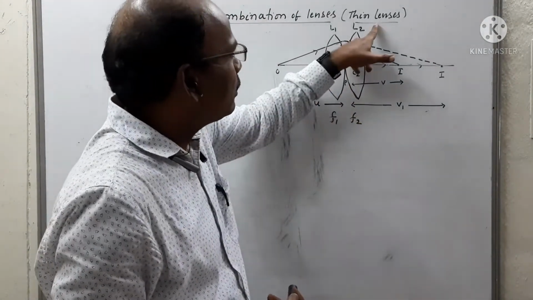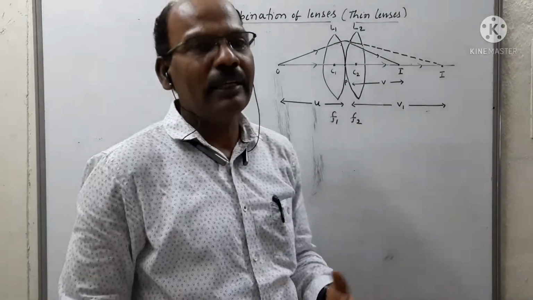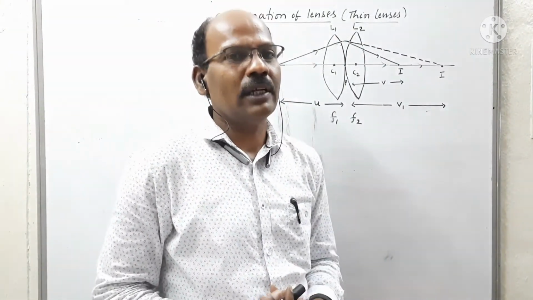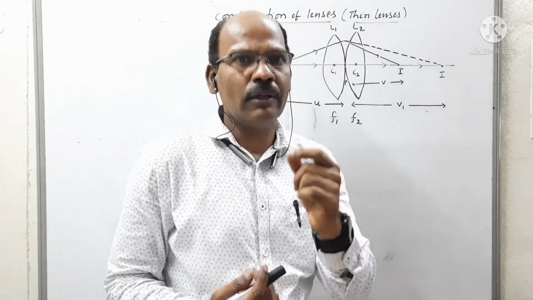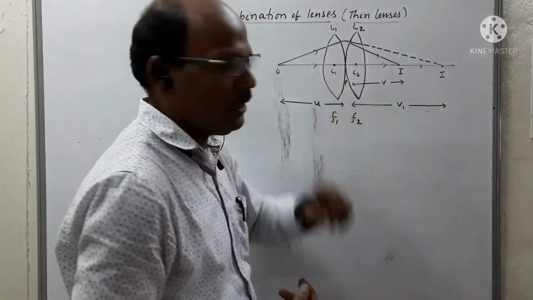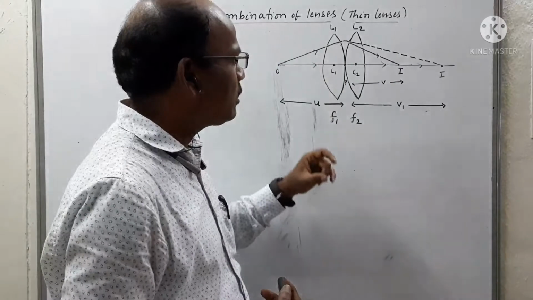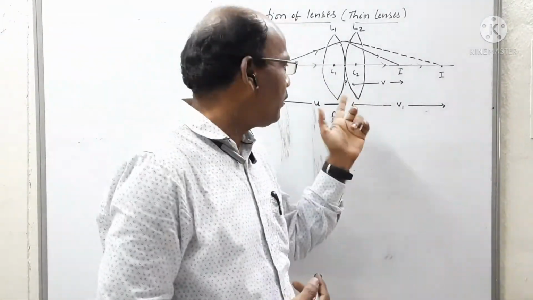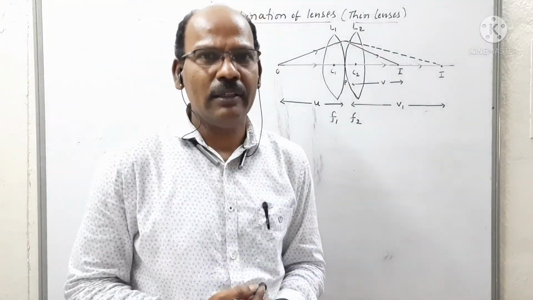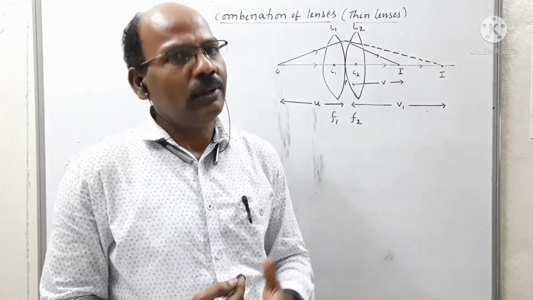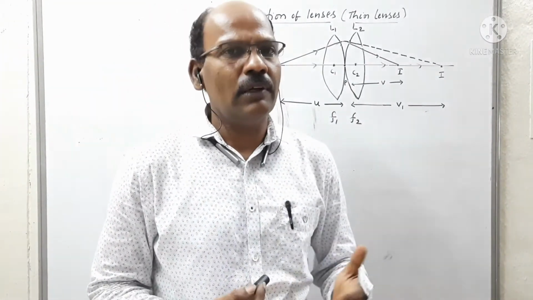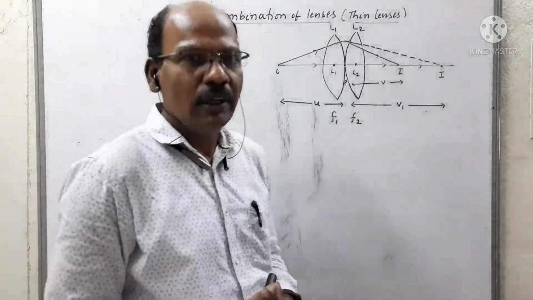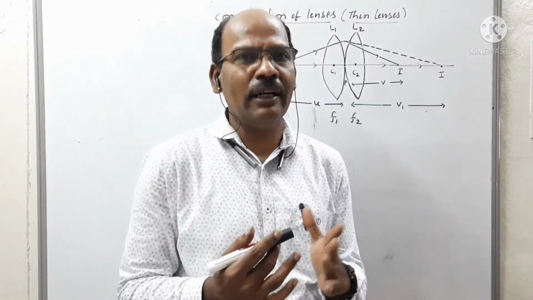Why? Because the two lenses are taken as thin lenses. In such lenses, the optical centers are considered to be a common point, which is called P. So we measure the distances of the object and the final image from this point. So L1, L2 are two thin convex lenses of focal lengths F1, F2, which are coaxially in contact as in the figure.